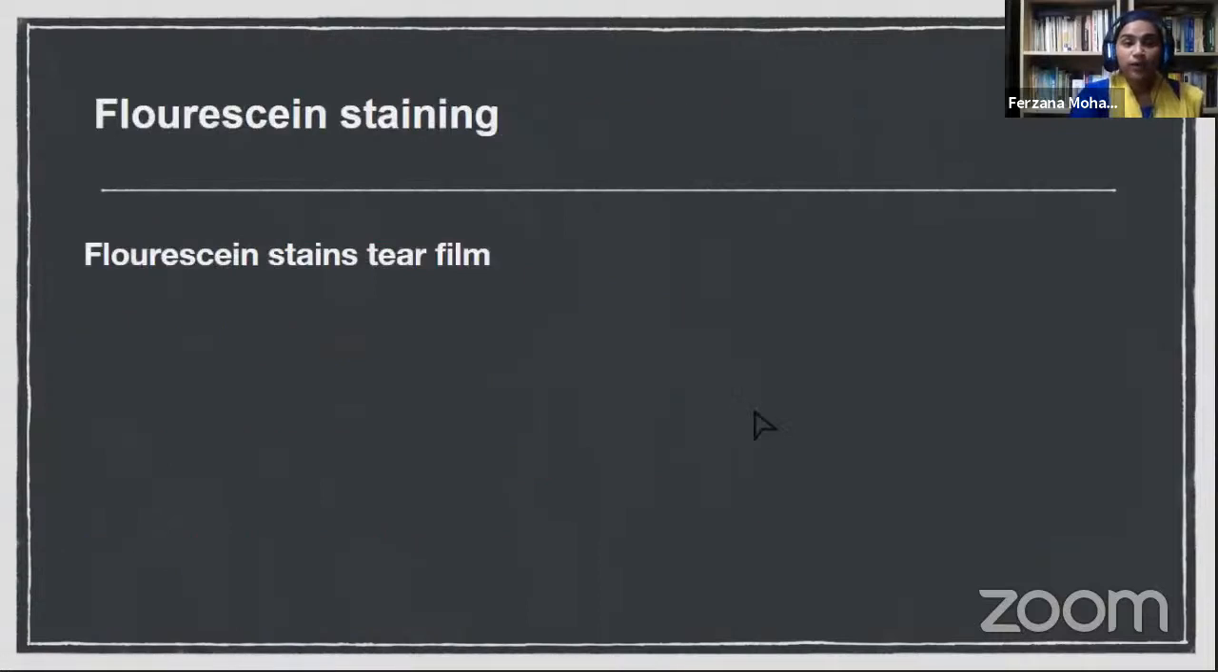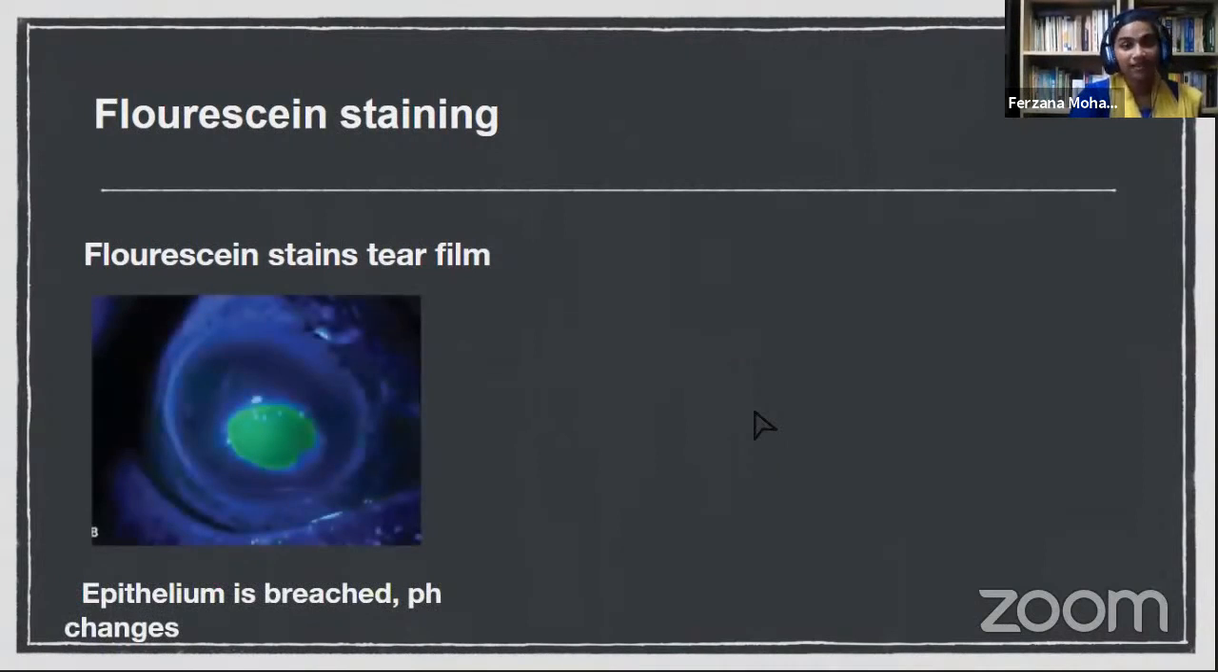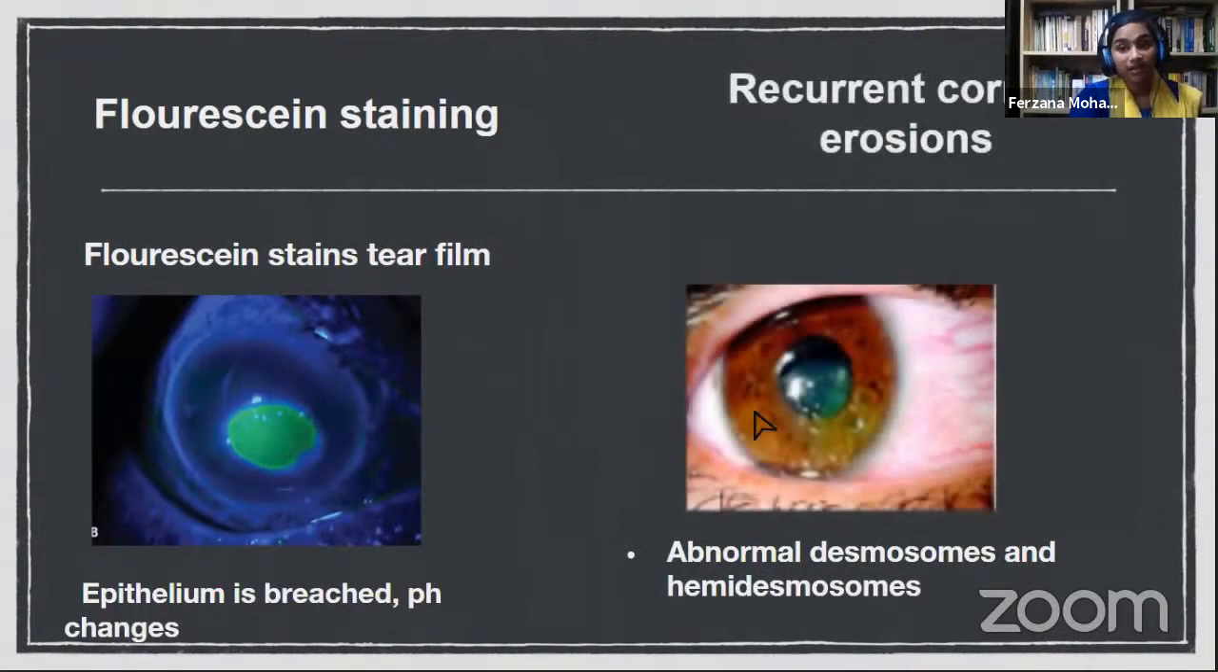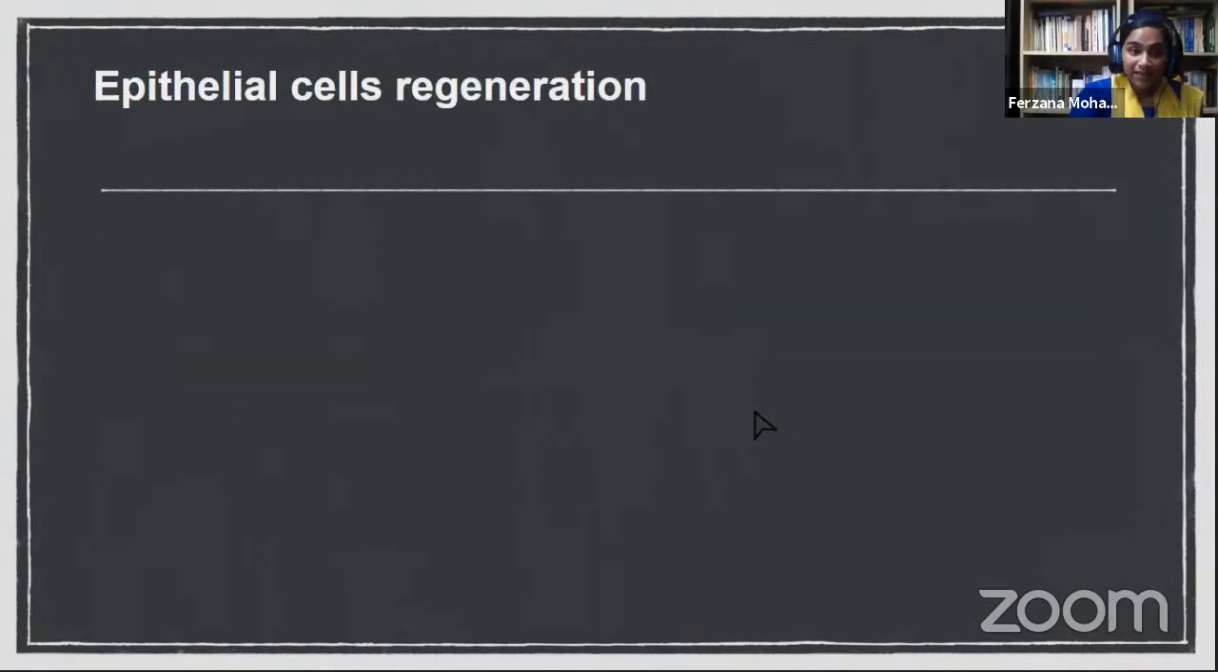This is why when we do a fluorescein staining, we find that the fluorescein stains the tear film. However, the cornea does not stain. But if the epithelial barrier is breached, the fluorescein will encounter the higher pH of the stroma and it will take up the stain. Similarly, if you have an abnormality in your desmosomes and hemidesmosomes, you are likely to get recurrent corneal erosions.